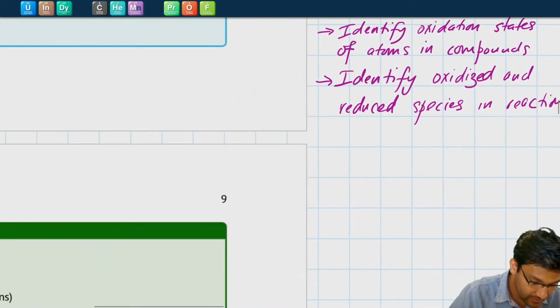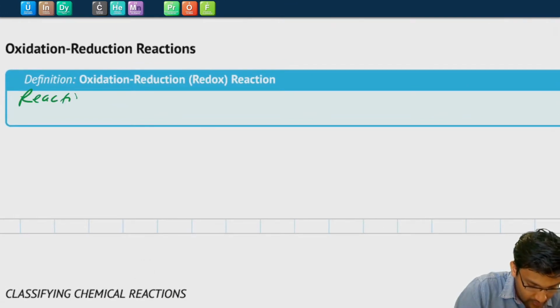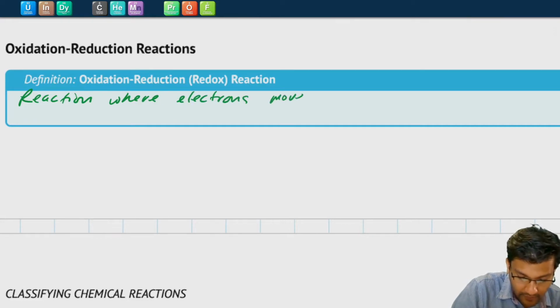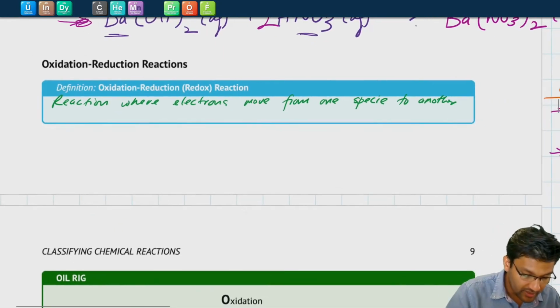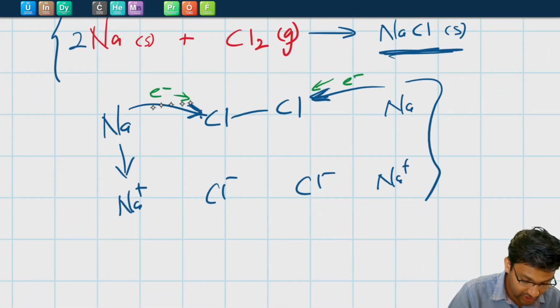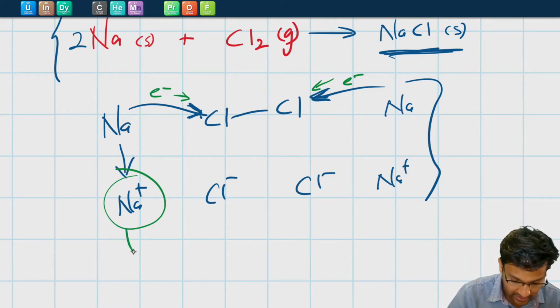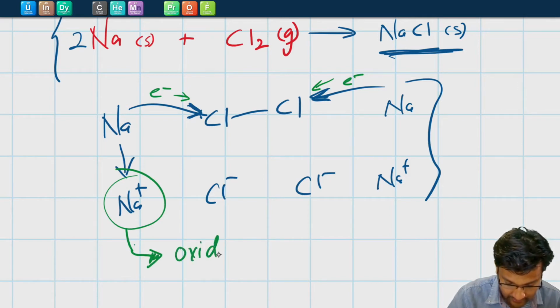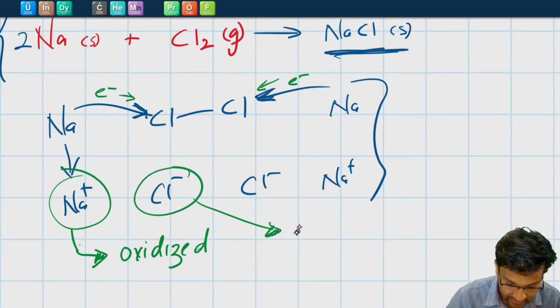So put simply, an oxidation reduction reaction is just a reaction where electrons move from one species to another. And we call it an oxidation reduction reaction because the species that loses an electron and therefore becomes positively charged, or just loses an electron, we say has become oxidized, and the species that gains an electron we say is reduced.